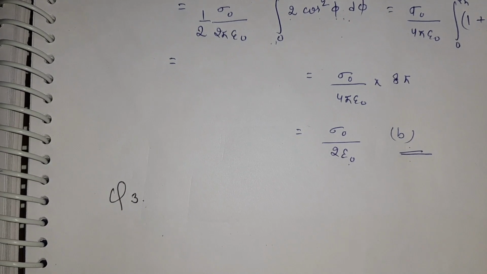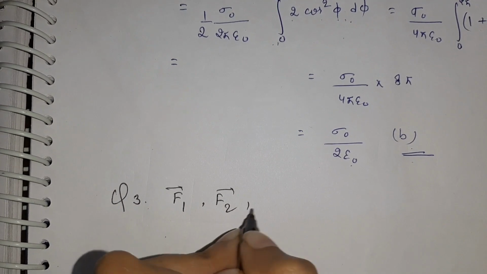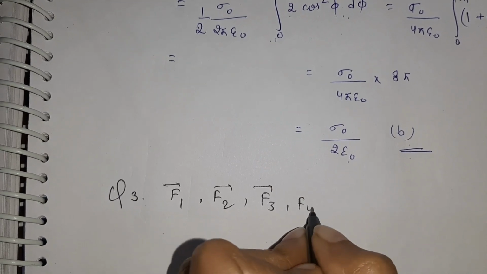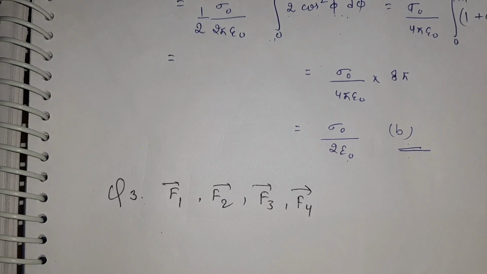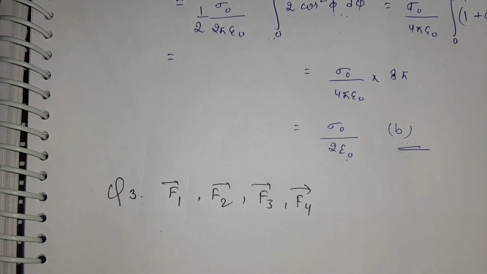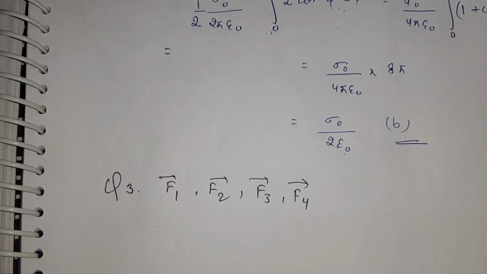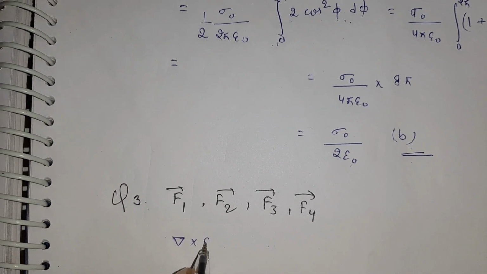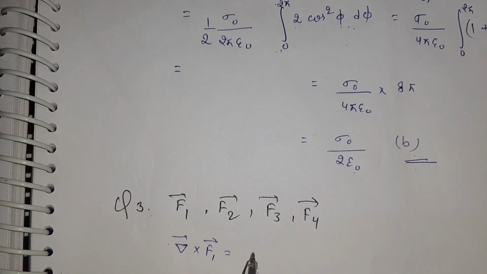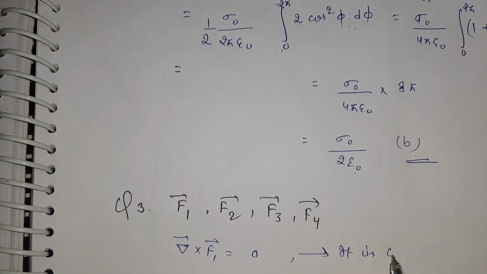हमें 4 forces given हैं, F1 vector, F2 vector, F3 vector, F4 vector. Okay, and what we have to do is confirm whether these forces are conservative or non-conservative. So to find whether the forces are conservative or not, what will we do? We will find the curl. If the curl of any force is 0, then it is a conservative force.